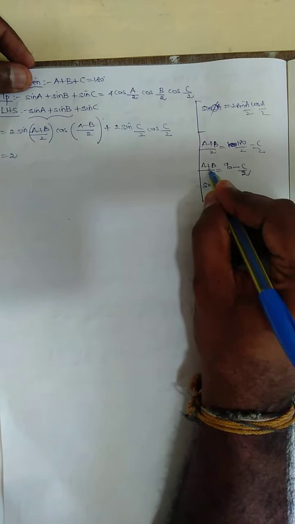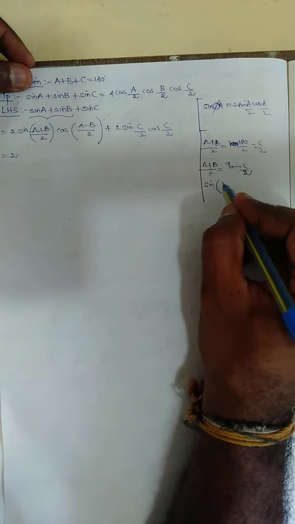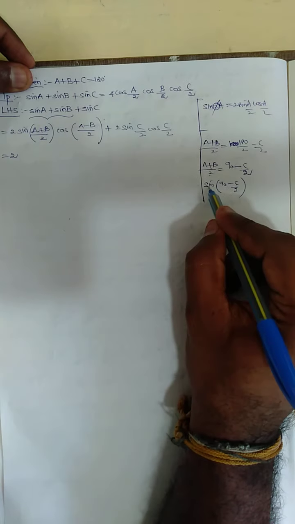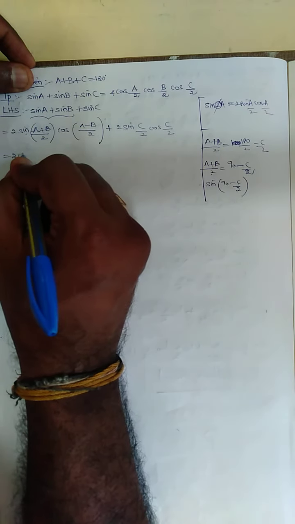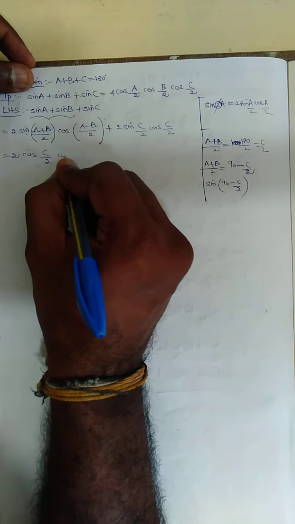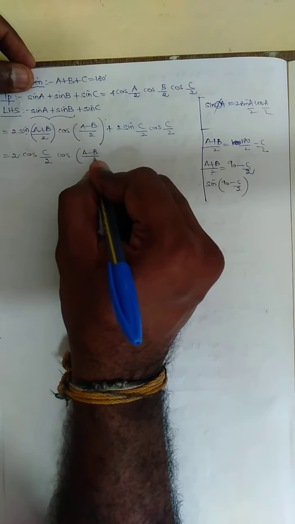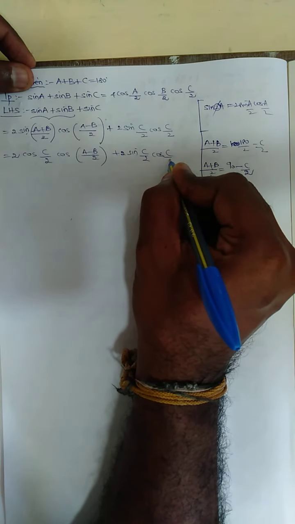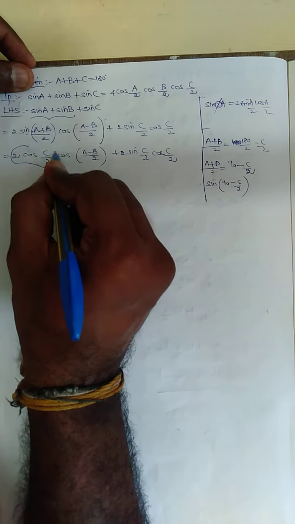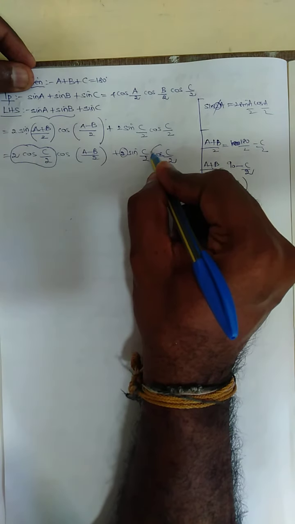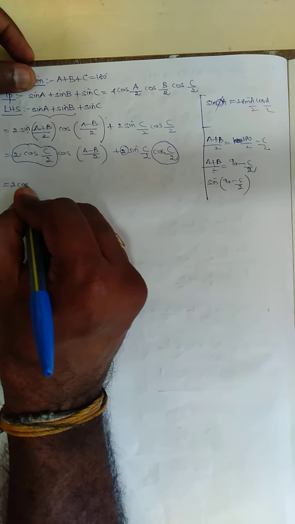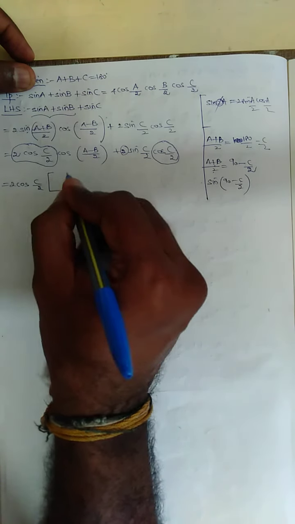If I apply sin (a plus b) by 2, what is (a plus b) by 2? 90 minus c by 2. Sin 90 minus theta is cos theta. So cos c by 2. The sin (a plus b) by 2 will become cos c by 2, cos (a minus b) by 2, plus 2 sin c by 2 into cos c by 2. 2 cos c by 2 is common, so take it outside. 2 cos c by 2 moved outside.